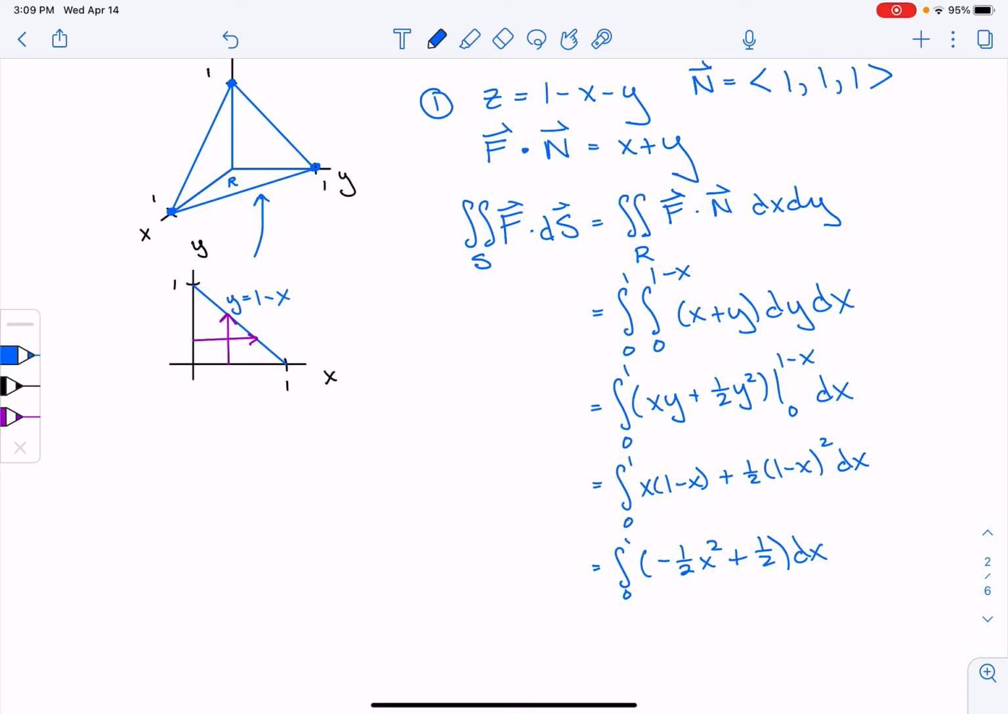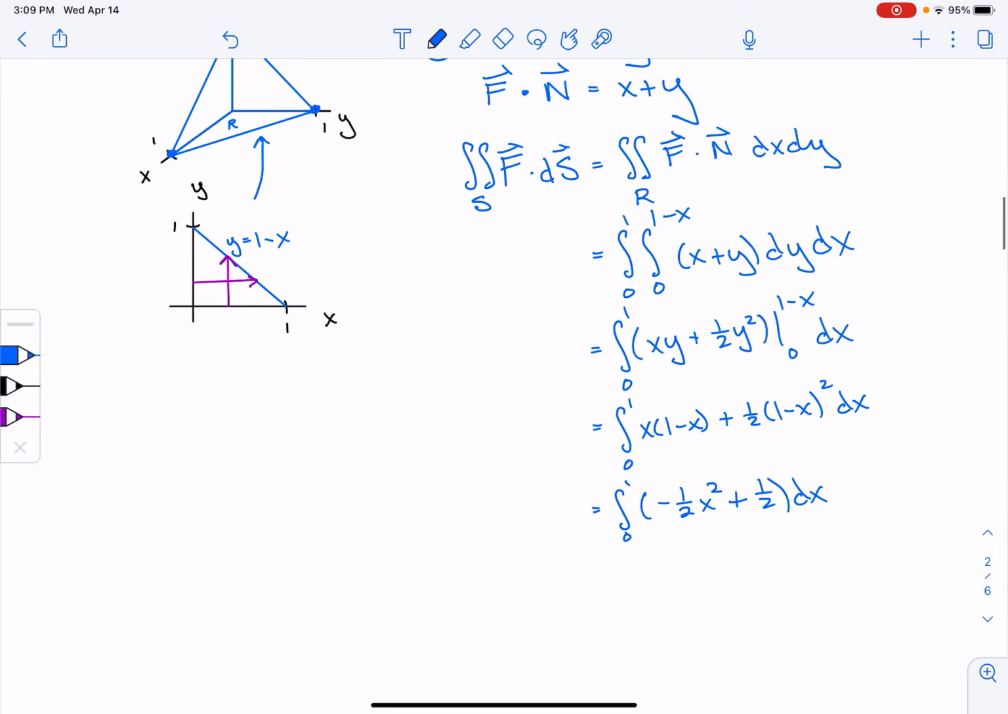And that's a pretty simple integral at this point. Okay, so this is going to be minus 1/6 x cubed plus 1/2 x evaluated between 0 and 1. And minus 1/6 plus 1/2 gives me 1/3.